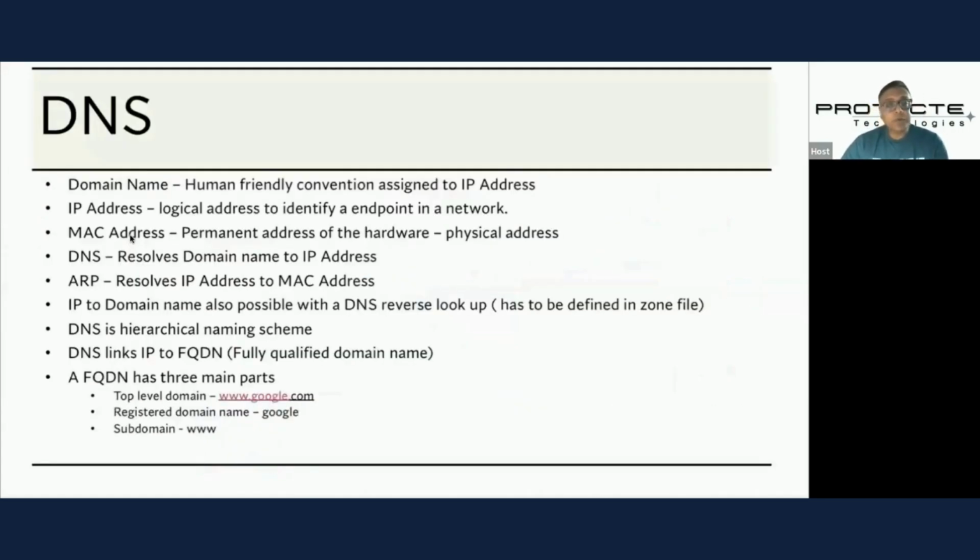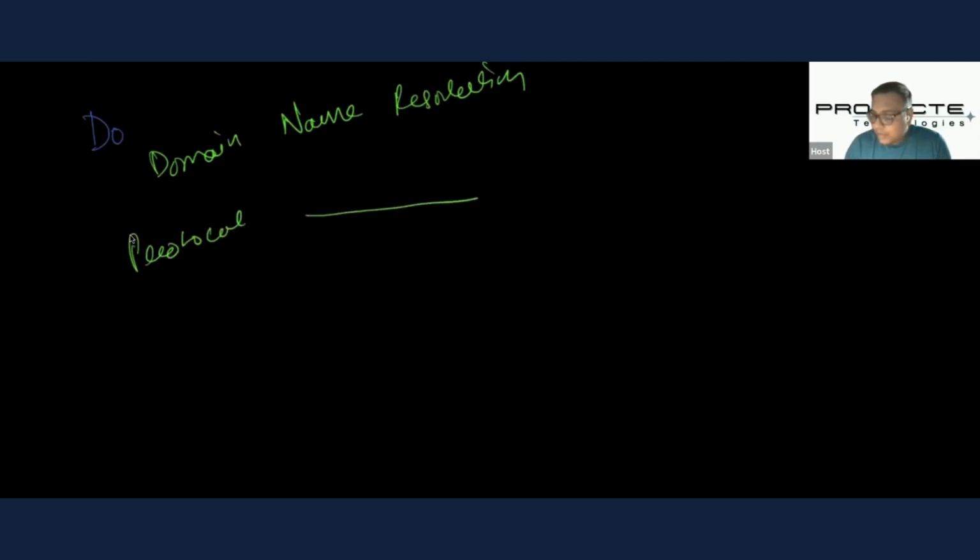Now, one of the most common protocols in the entire internet and TCP/IP network is something called DNS, or the domain name resolver, or domain name resolution. Domain name resolution is a protocol which helps computer systems understand the human readable form of addressing.